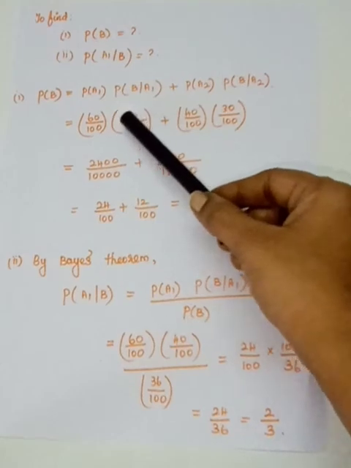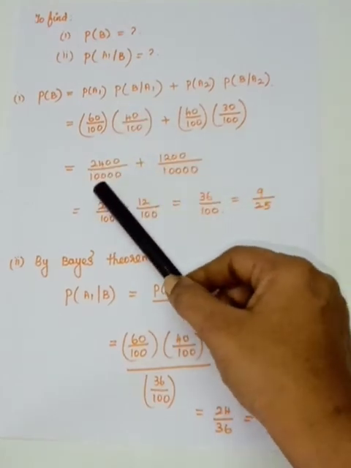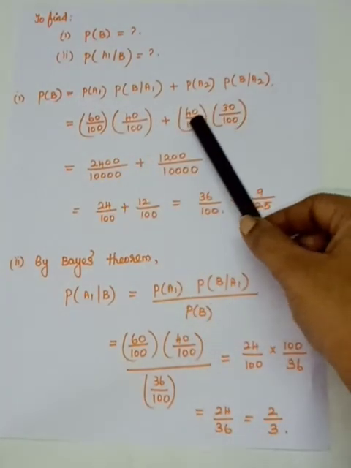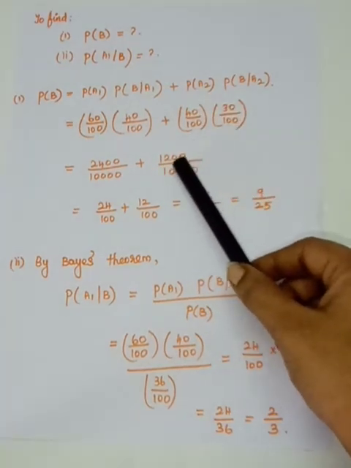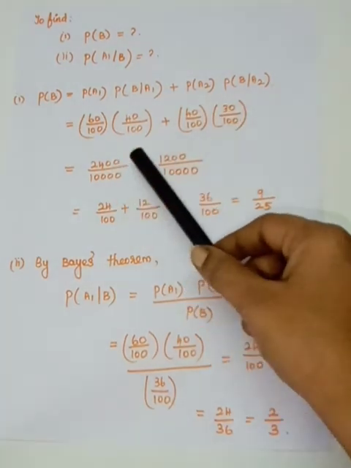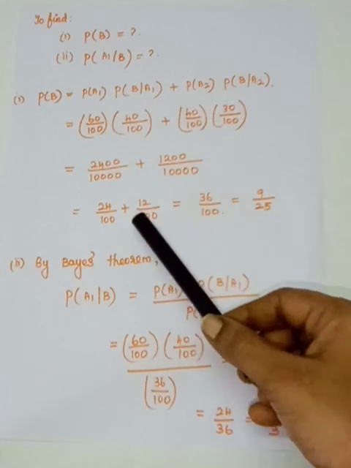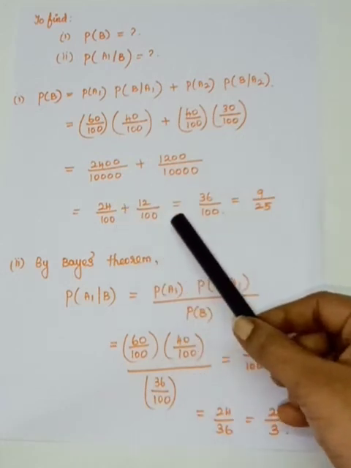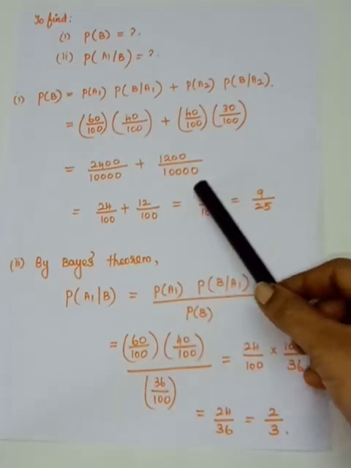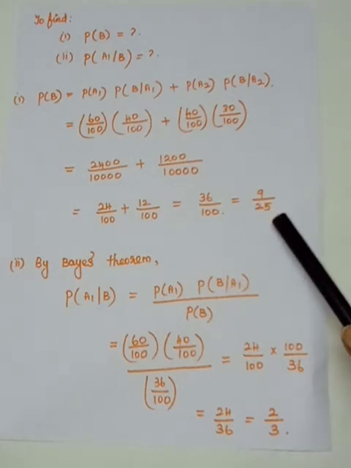So if you multiply, it is 2400 divided by 10,000. Here 40 into 30 is 1200 divided by 10,000. So if we cancel two zeros, it is 24 by 100 plus 12 by 100, that is equal to 36 by 100. If we cancel with 4, it is 9 by 25.